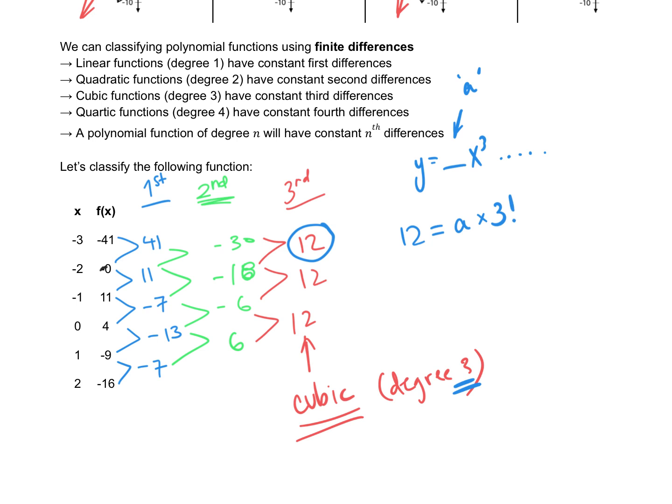What factorial means, if you've never seen it before, it just means take 3 and multiply it by every integer less than it. So that would mean 3 times 2 times 1. And you actually do have a factorial button on your calculator. So 3 factorial is just 6. So that means that's 6a. So the a value must actually be 2. So the equation of this cubic function is going to start off as 2x cubed and then the rest of it, okay? Which you actually can solve for if you really wanted to.